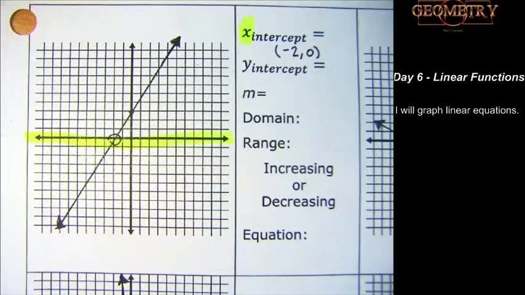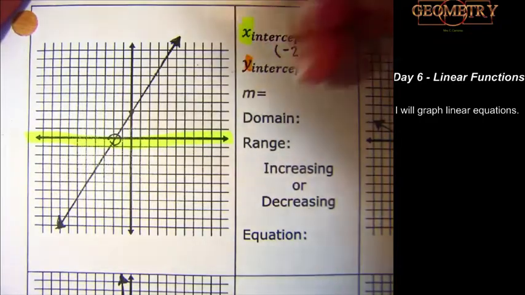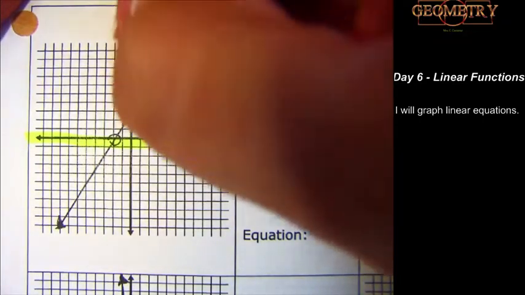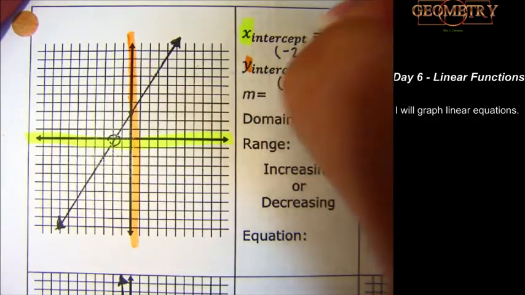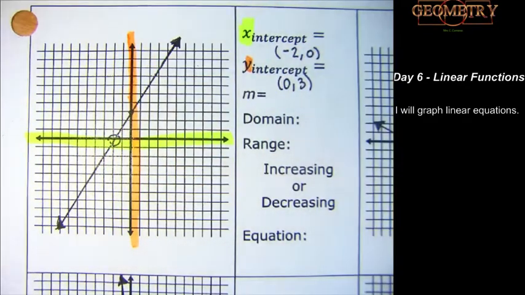I am going to be using a lot of colors today, so if you have them out, awesome. Where is the y-intercept? (0, 3). Notice how with the y-intercept, the x-coordinate is 0, and with the x-intercept, the y-coordinate is 0.